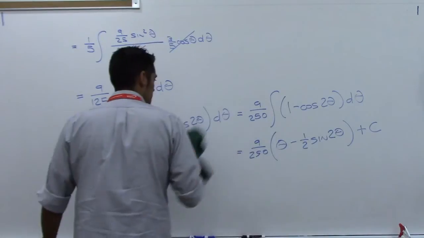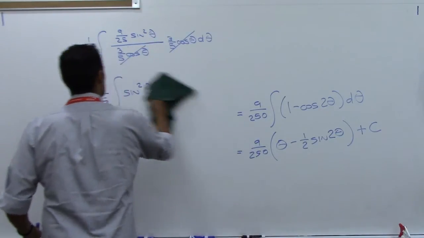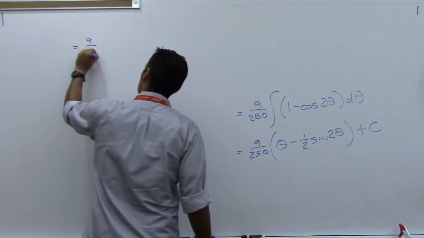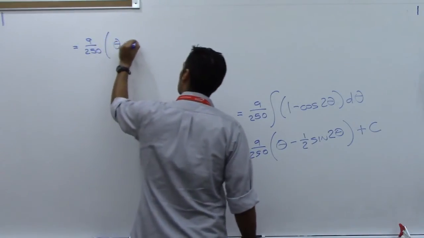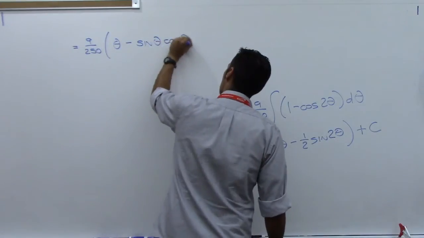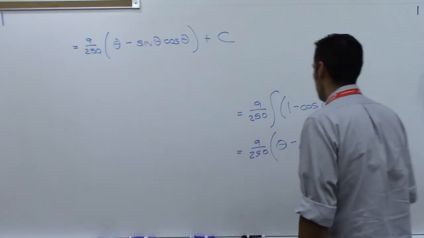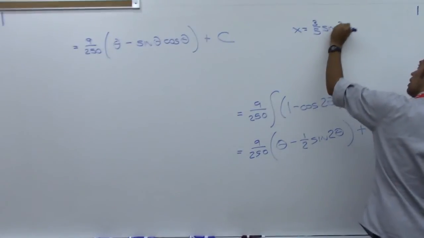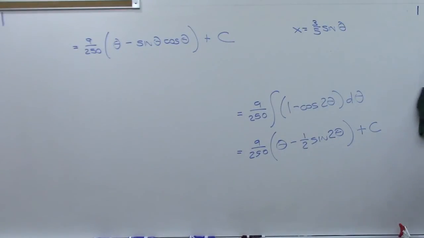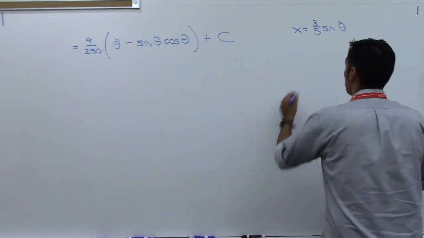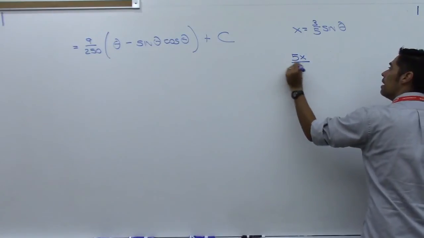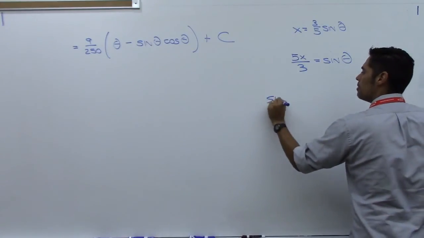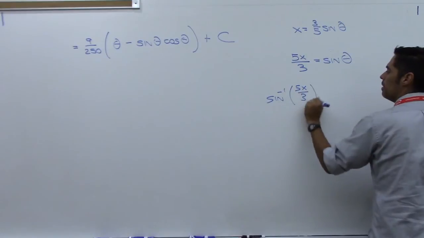And then we've done that a couple of times now. Let's see here. We have 9 over 250 theta minus sine theta cosine theta. That's using the double angle identity. And now I'm going to create my reference triangle based off of my initial substitution, which was x is equal to 3/5 sine theta. So here's my reference triangle. I'm going to just multiply by the reciprocal. So I'm going to get 5x over 3 is sine theta. While I'm here, may as well get theta. So arc sine of 5x over 3 equals theta.